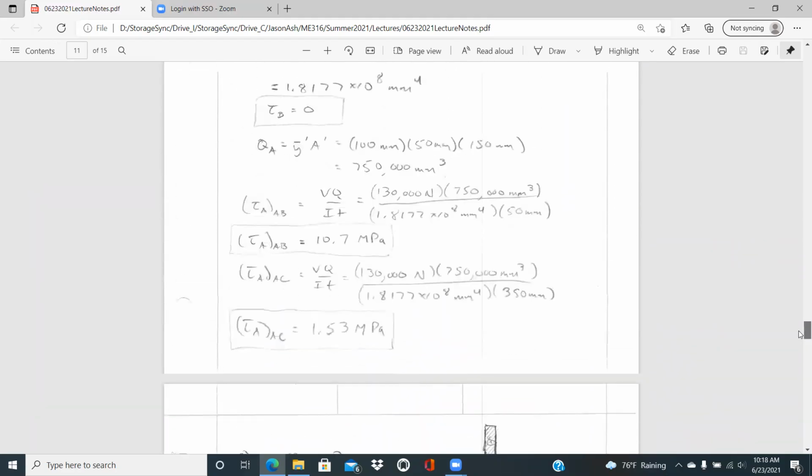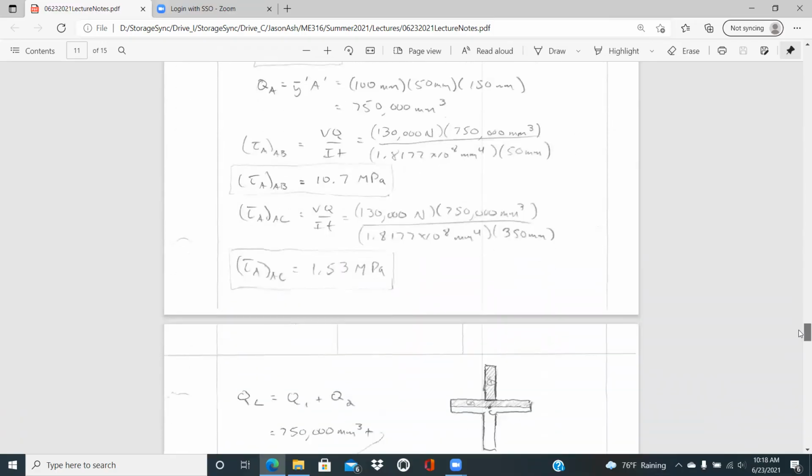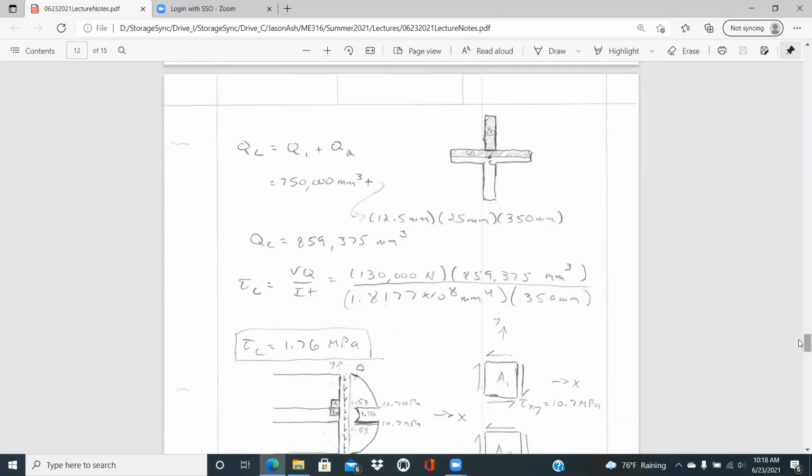And so we have those two locations now. We have the shear stress at B and the shear stress at A for the vertical and the horizontal section. And now we just need the shear stress at C, and we can fully define the stress distribution. And so now we get to see solving Q for multiple rectangular sections.